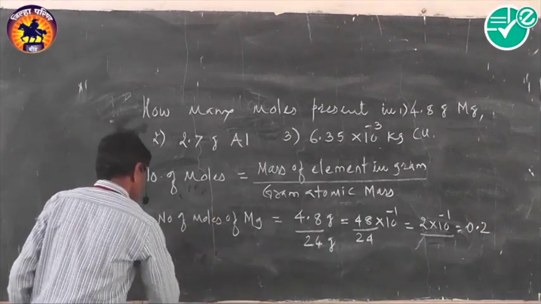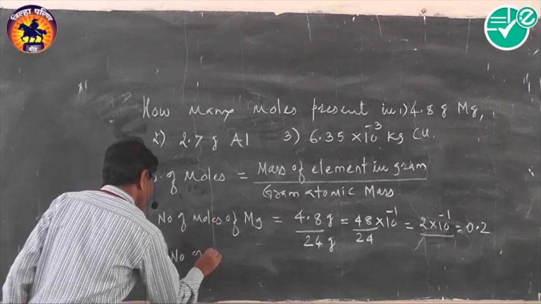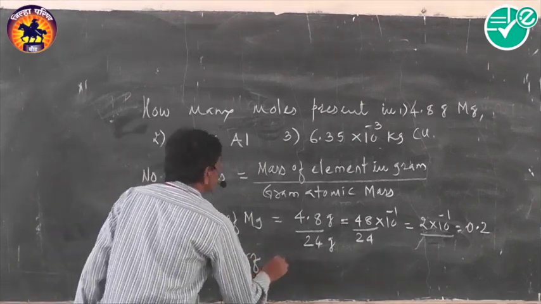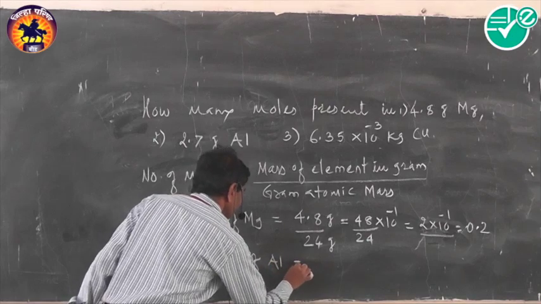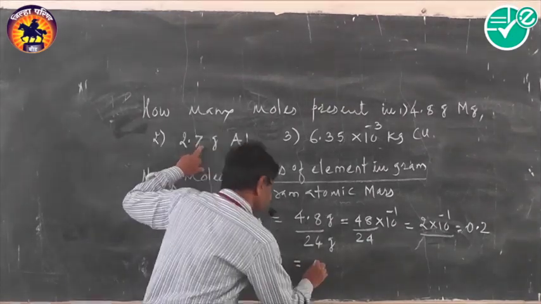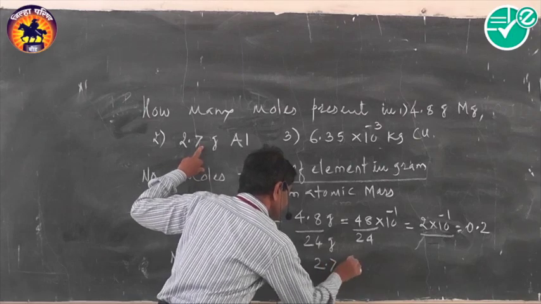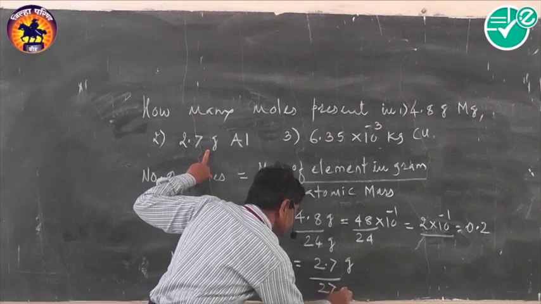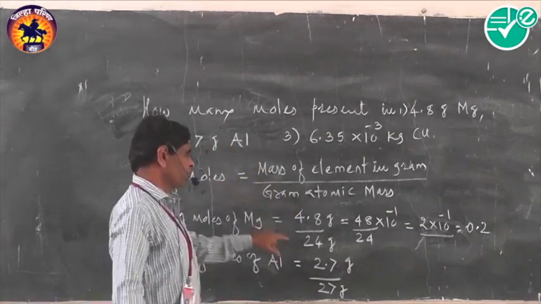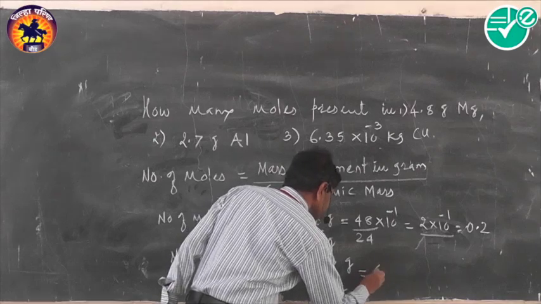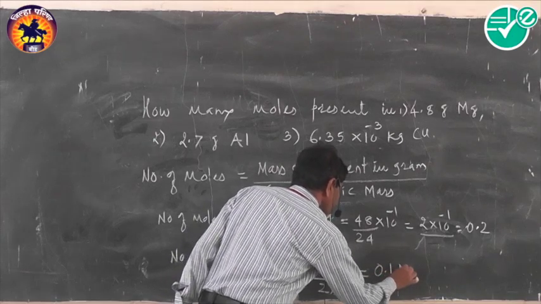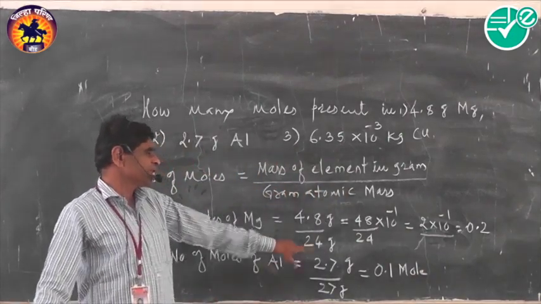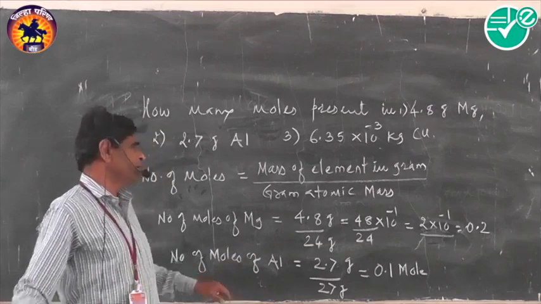Then number 2, number of moles of aluminium. Now here again mass is expressed in gram, so it is 2.7 in terms of gram. But you know that atomic mass of aluminum is also 27, in terms of gram. And so 2.7 upon 27, that is 0.1 mole. It means 2.7 gram of aluminum is equal to 0.1 mole of aluminum.